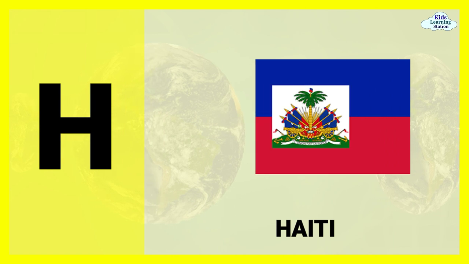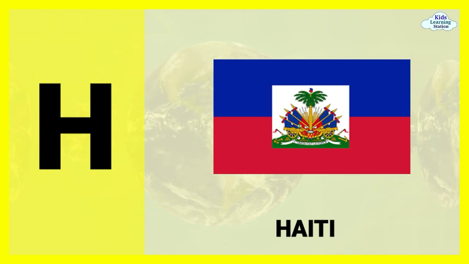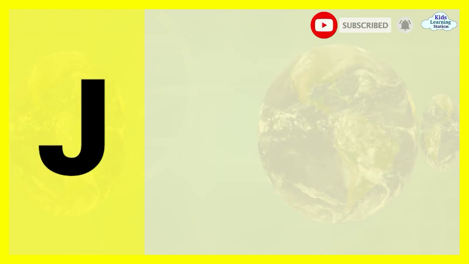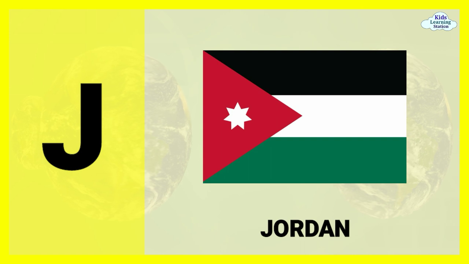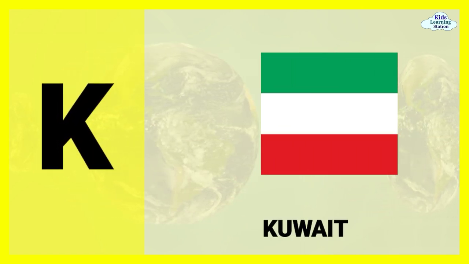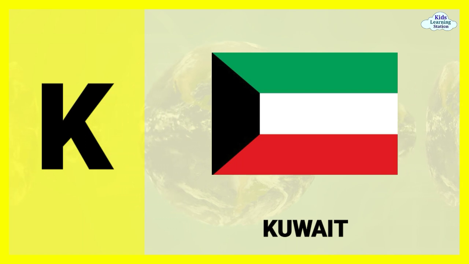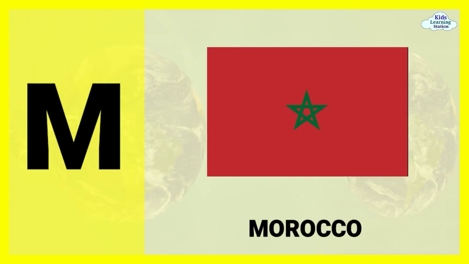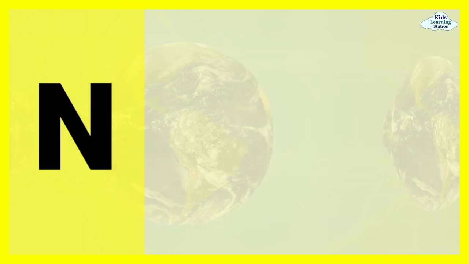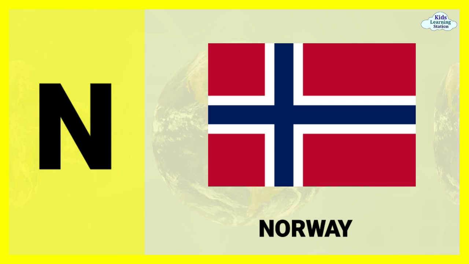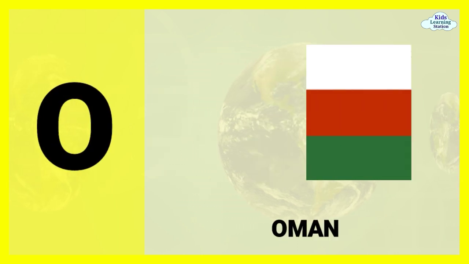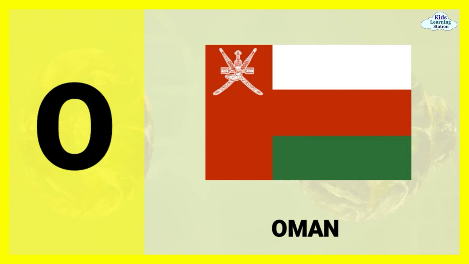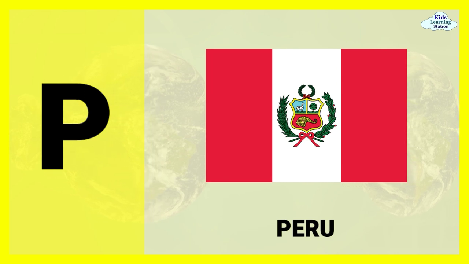H is for Haiti. Haiti. I is for Italy. Italy. J is for Jordan. Jordan. K is for Kuwait. Kuwait. L is for Laos. Laos. M is for Morocco. Morocco. N is for Norway. Norway. O is for Oman. Oman. P is for Peru. Peru.